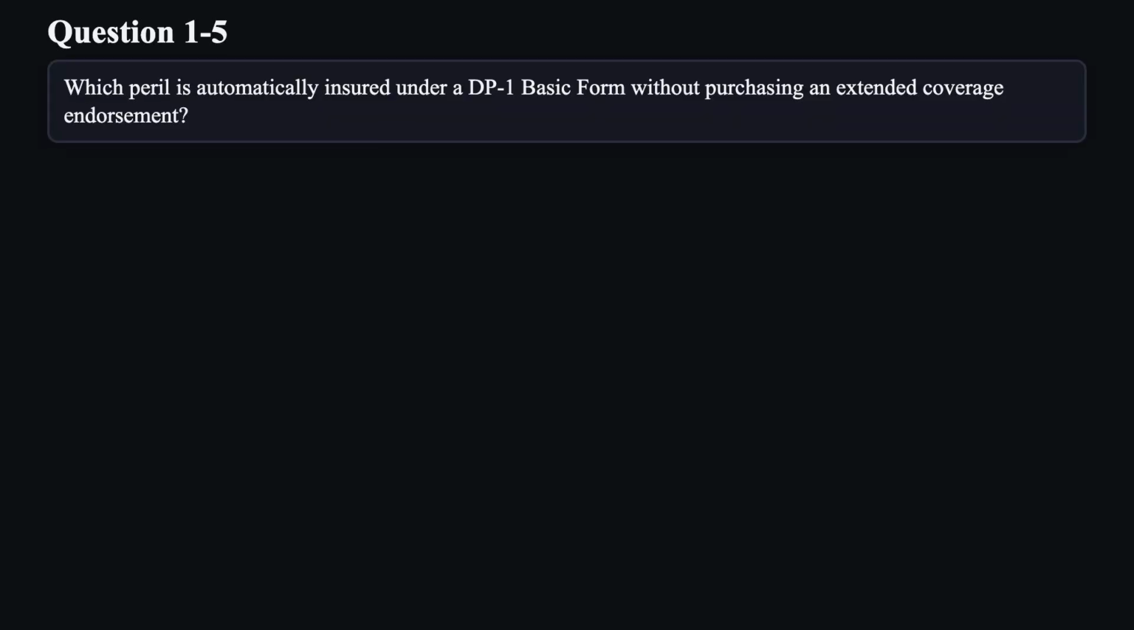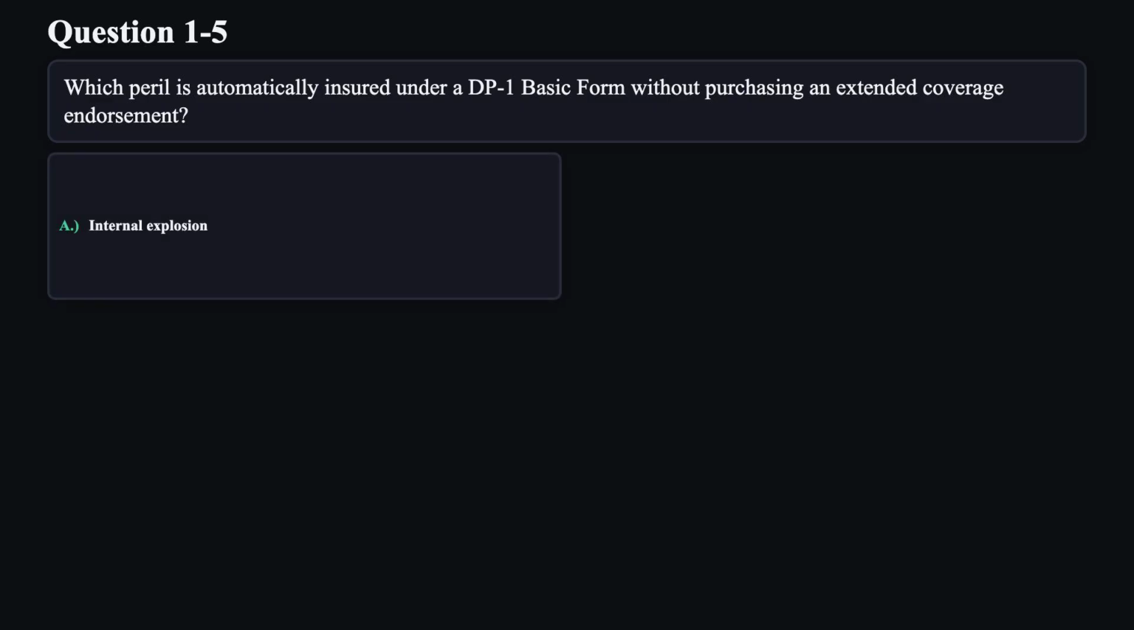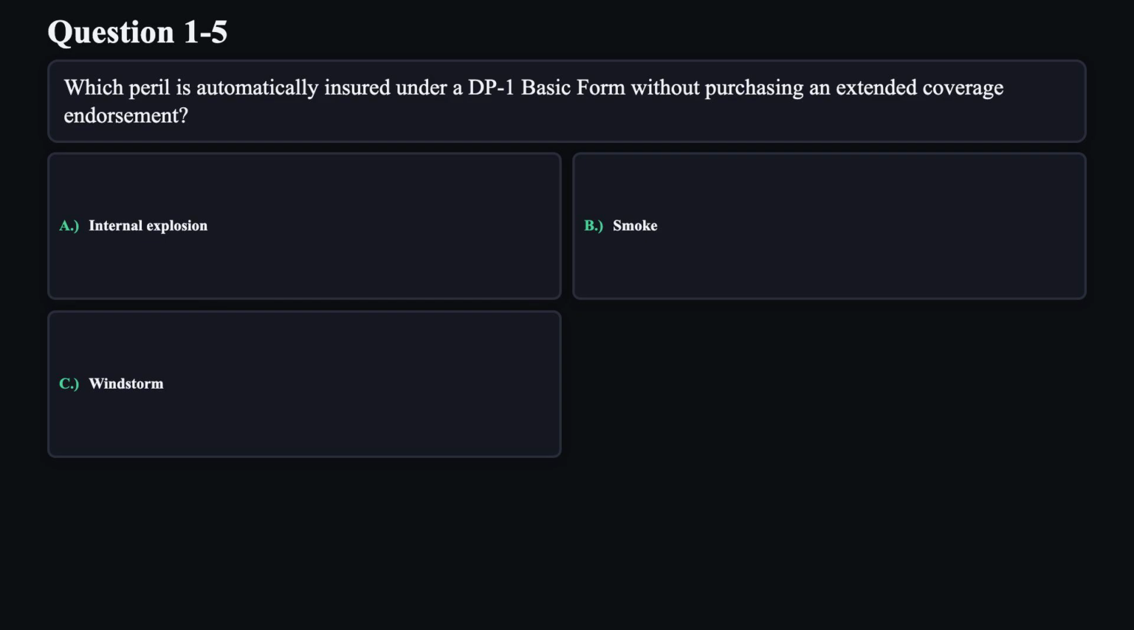Question 5. Which peril is automatically insured under a DP1 basic form without purchasing an extended coverage endorsement? A. Internal explosion. B. Smoke. C. Windstorm. D. External explosion.